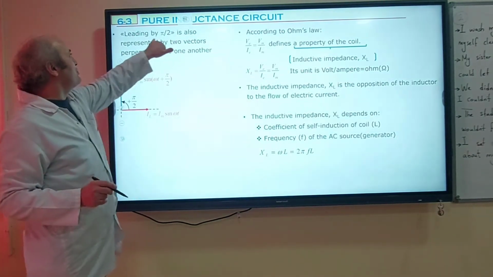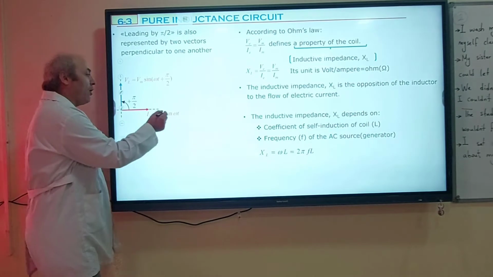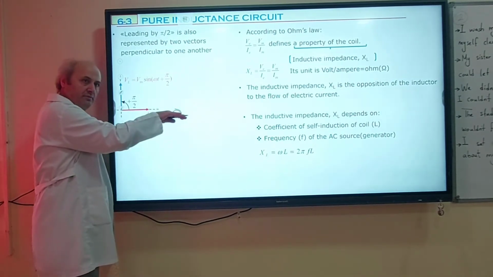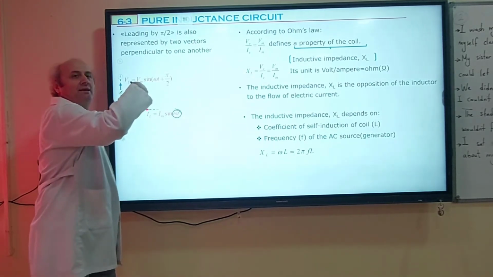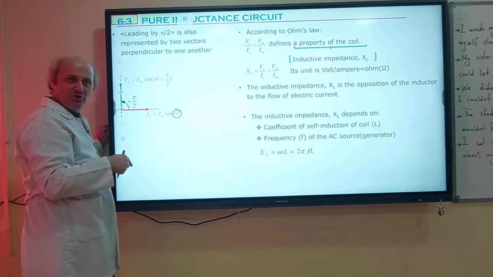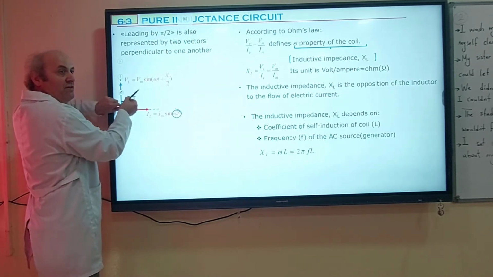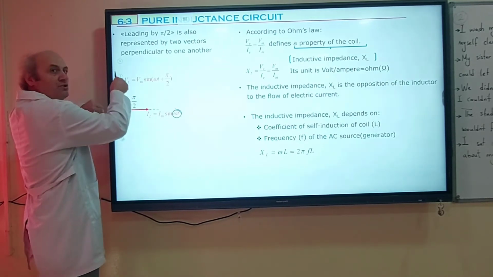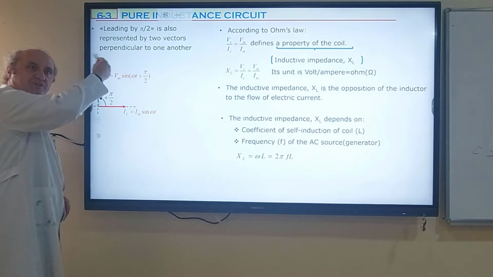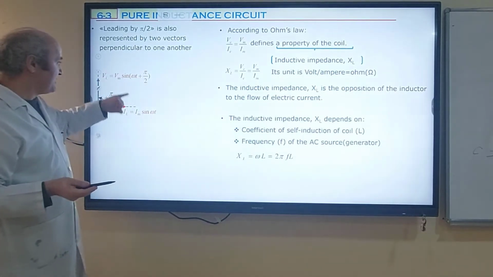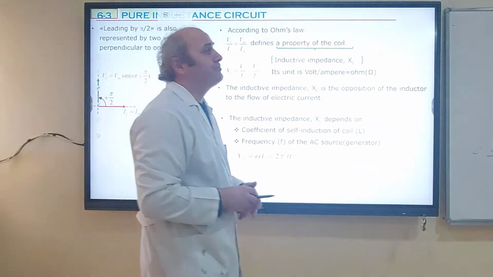Leading by pi over 2 is also represented by two vectors perpendicular to one another. For the electric current, phase omega t, we take it in horizontal. But the potential difference is omega t plus pi over 2. Is plus clockwise or counterclockwise rotation in mathematics? You should rotate V by an angle of 90 degrees. That's why V is going to be vertical. This angle is how much? 90. This is the phasor which represents that the potential difference is leading the electric current by an angle of pi over 2. Okay.